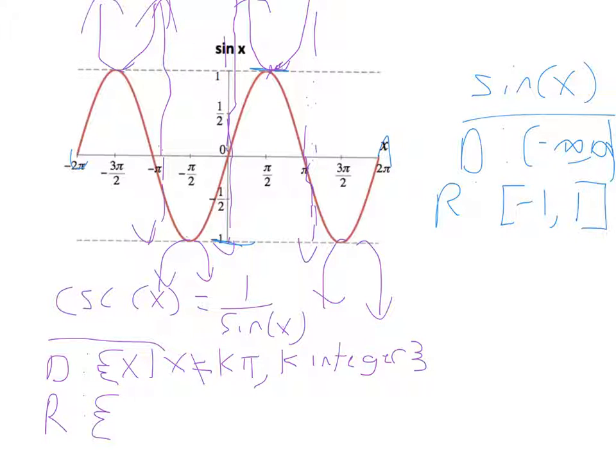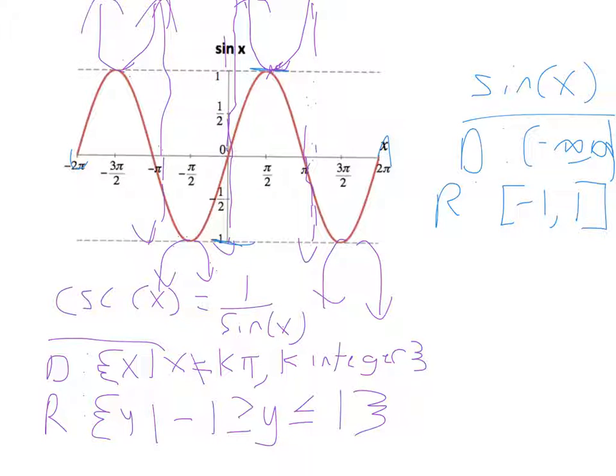And the range, it looks like it keeps going upward from +1 and then downward from -1. So it'd be y less than or equal to -1, or y greater than or equal to +1. If it goes downward from -1, yes, I'm making sure I had the inequality symbols correct. So that would be the range.